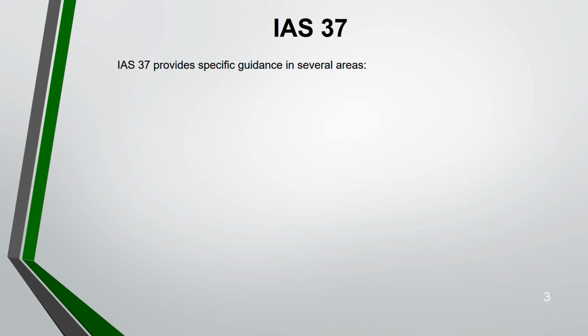Now, IAS 37 gives specific guidance in several areas. Provision for future operating loss: you cannot recognize it because it does not result from a past event.